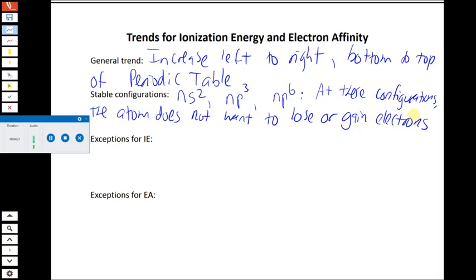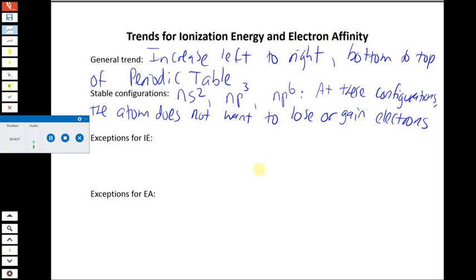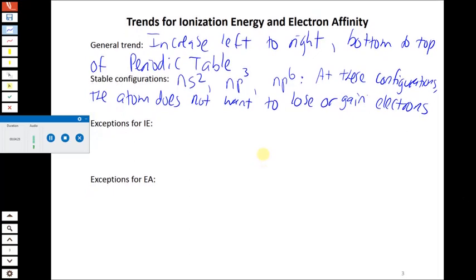All right, so they want to stay at those configurations and not add or subtract electrons to go to something different. So what that means then is that since ionization energy is the amount of energy required to lose an electron, those ionization energies are going to be exceptionally high when the atom has these configurations. So ionization energies are exceptionally high for those configurations.